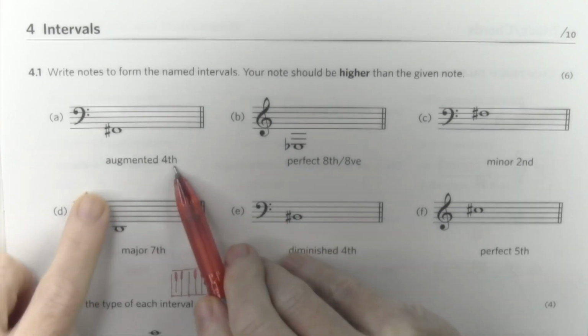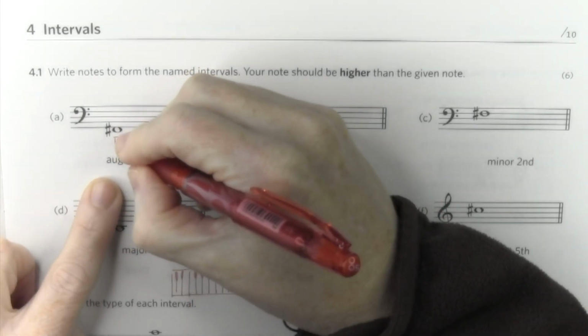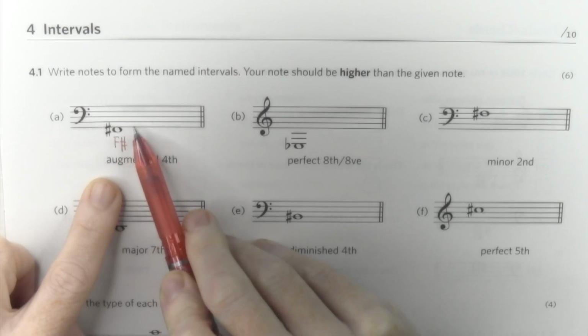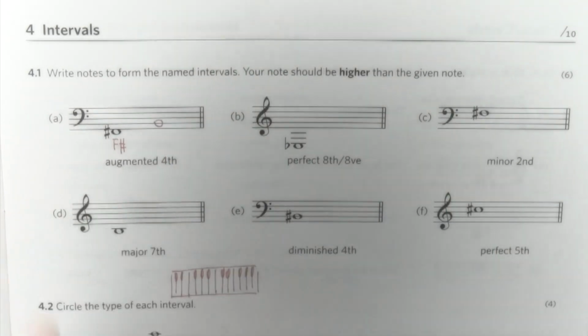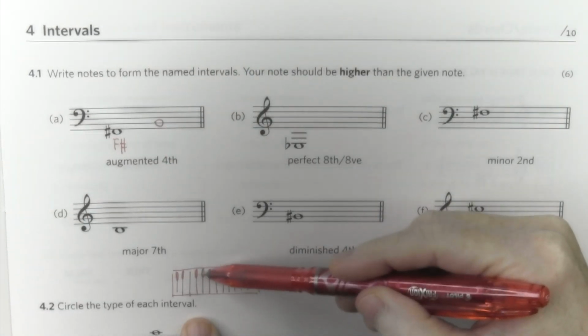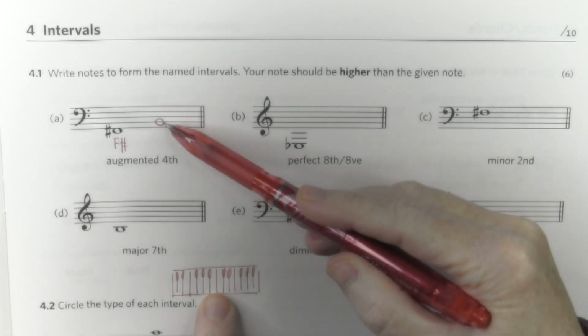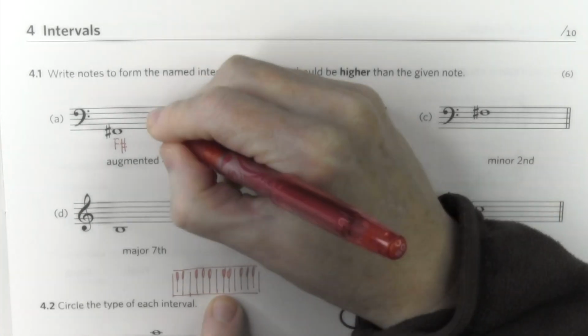Okay, an augmented fourth is, so first we need to find the name of the note, Fa sharp. Then a fourth above is 1, 2, 3, 4, it's B. Now, a perfect fourth is 2.5 tones away, so 1, 2.5. B would be perfect. We need to make it augmented, so we need A sharp.